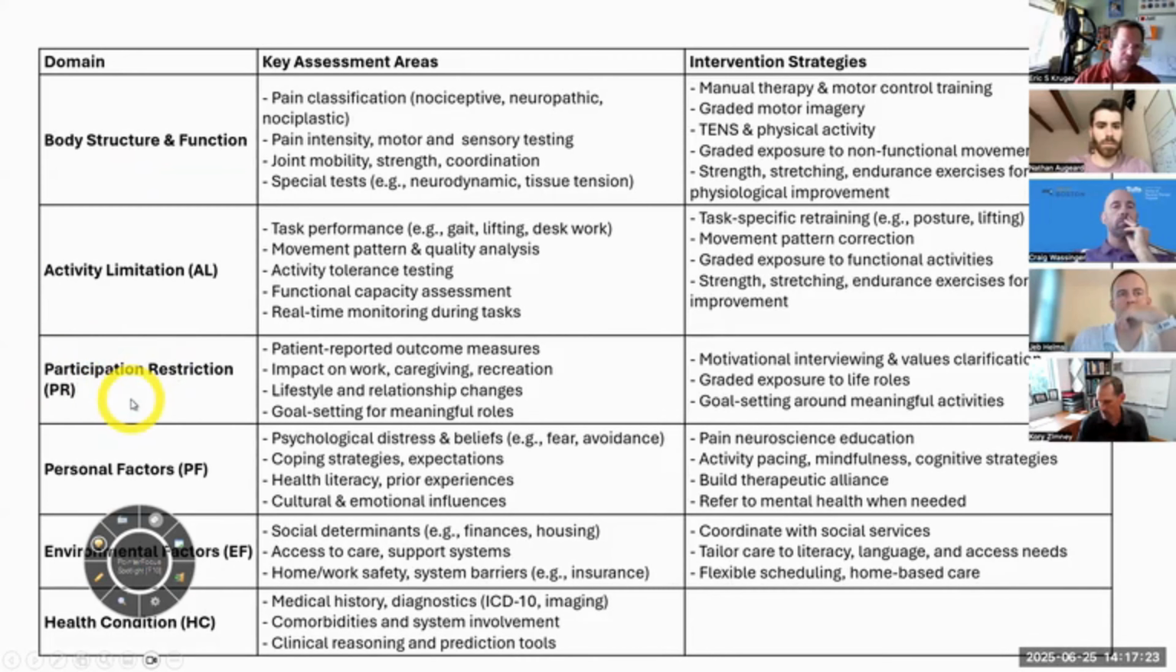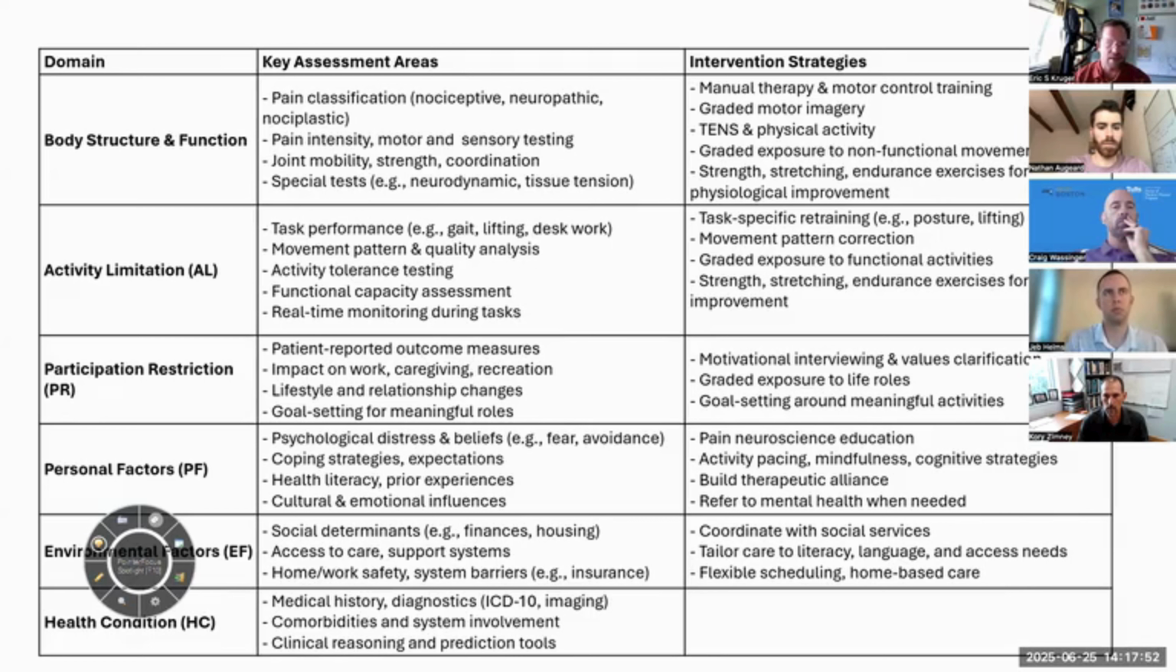So, okay, a person may have an activity limitation of going up and down stairs, but how does that impact them in their life? Are they not able to go up to their bedroom on the second floor because they can't go up and down stairs? Or do they only live on a single floor home? And so going up and down stairs, even though they can't do it, may not necessarily be restricting their participation in any of their key areas of life. So this is work, recreation, lifestyle.